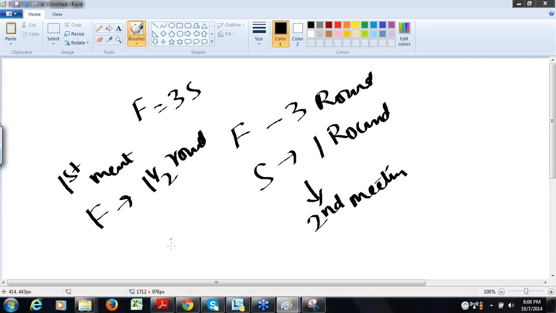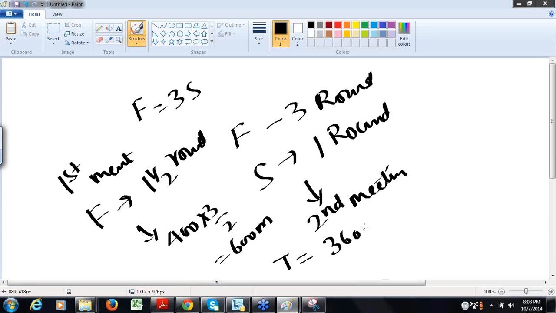So that means the distance is 400 into 3 by 2, which is 600 meter. He has completed 600 meter. Now how much time does he take? Time is total distance into 4, that is 24 minutes.